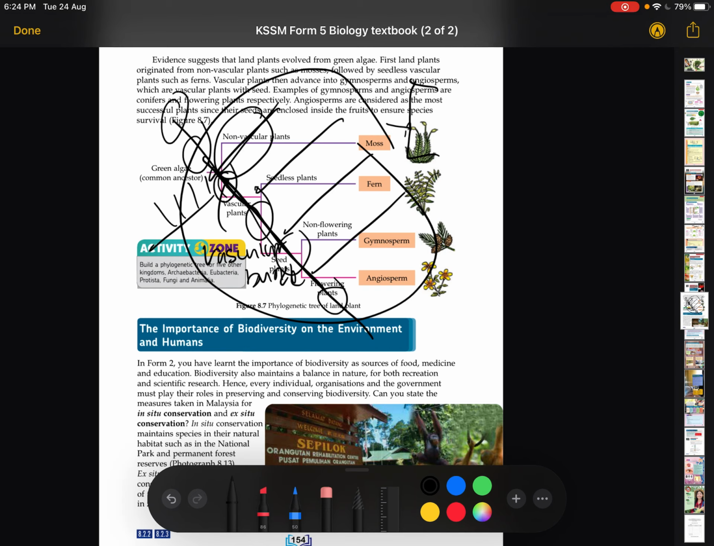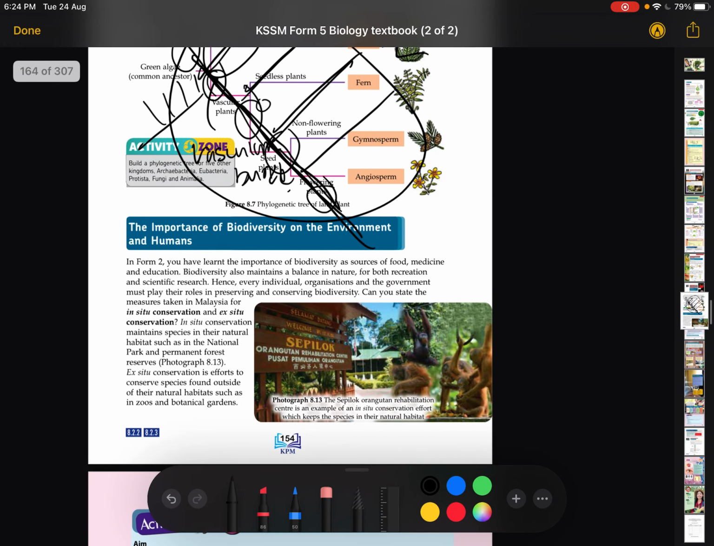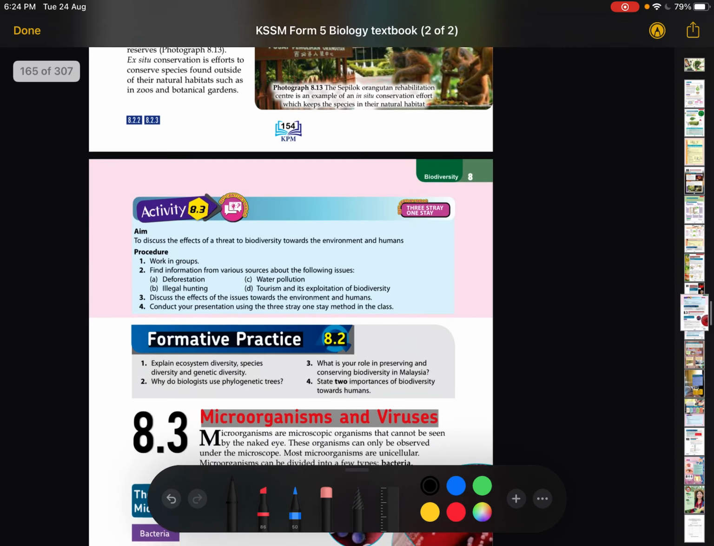So now they separate. And then from here, after the vascular bundles, they either have seeds or no seeds. If they don't have seeds, they go here. If they do have seeds, they continue the path. And then if they have seeds, do they flower or do they not flower? If they flower, they go here, and if they do not flower, they continue down, and so on.